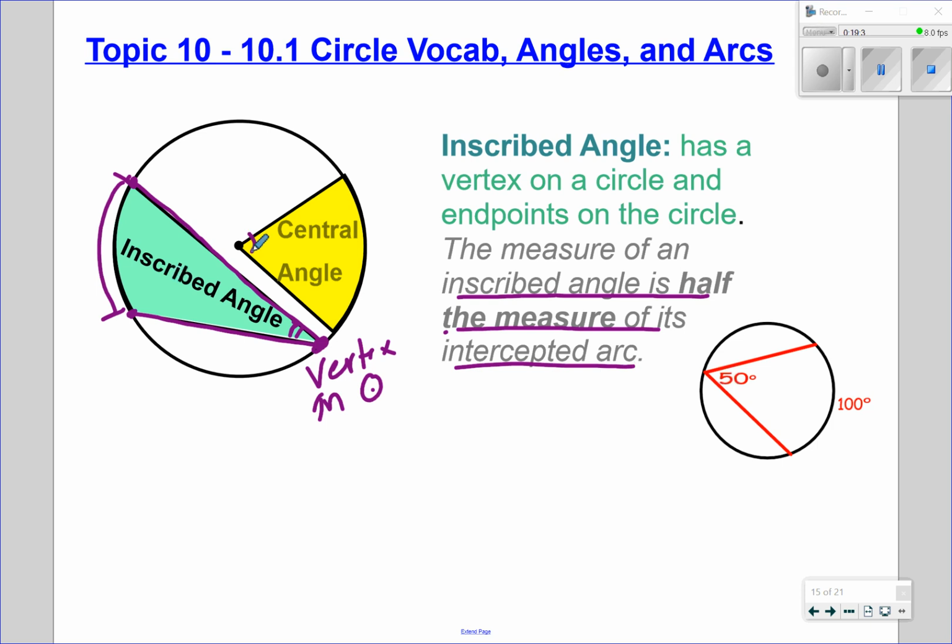So earlier we said that this angle equals this arc. This time it's half. So if this angle was y, this measure for this arc would be 2y. Or like we have over here, 50 is the inscribed angle, multiplied by 2, and you get 100.